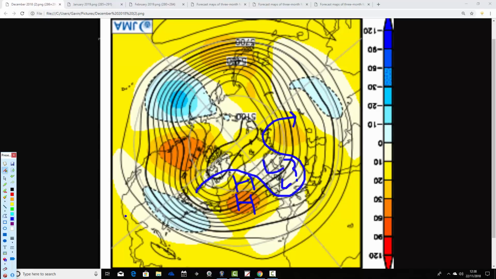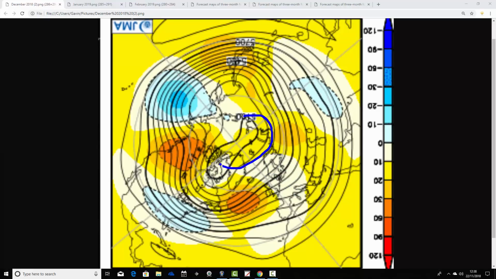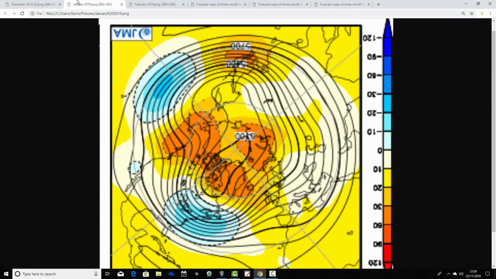There is a little bit of a hint of some northern blocking going on up here as well, but it's not all that strong. I think just a rather chilly, not particularly wet, probably reasonably dry, but rather cool northwesterly December being forecast there. Now we go through to January.